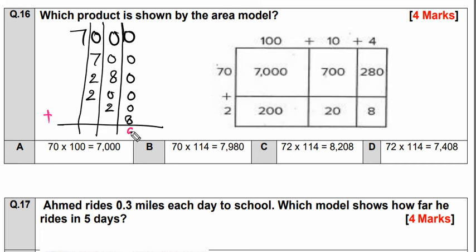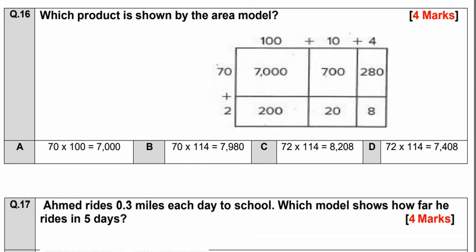This is 8. This is 8 plus 2, 10. 0 here, 1 here. 1 plus 7, 8. 8 plus 2, 10. 10 plus 2, 12. 1 here. 7 plus 1. Did you get the right answer? Okay, next.